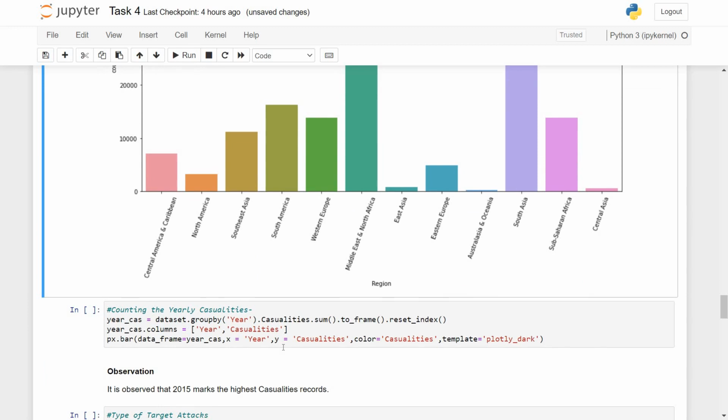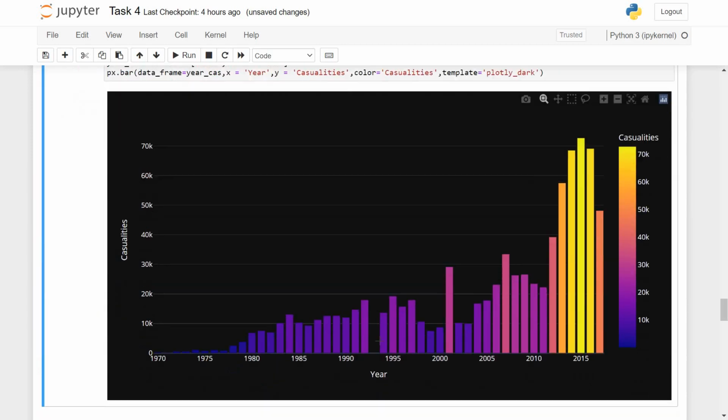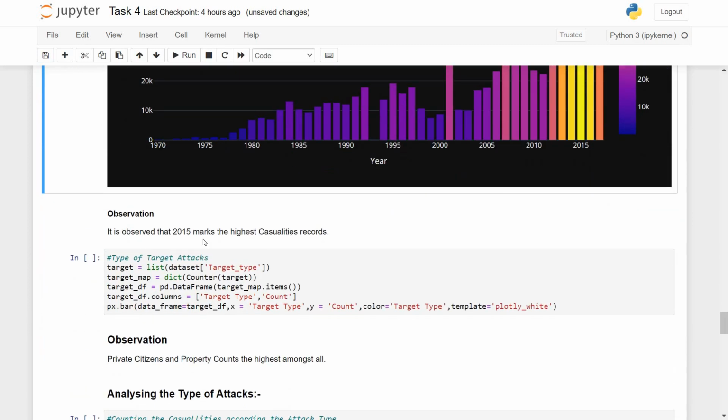Next I am going to count the years in which more casualties happened. So going to the plot. In this plot you can infer that in the year 2015 there were more casualties, right? So I just noted that in the observation.